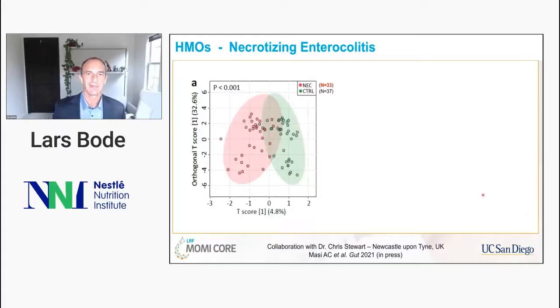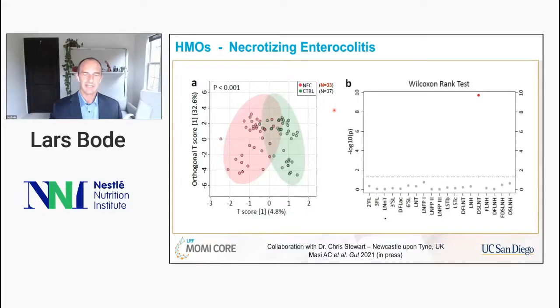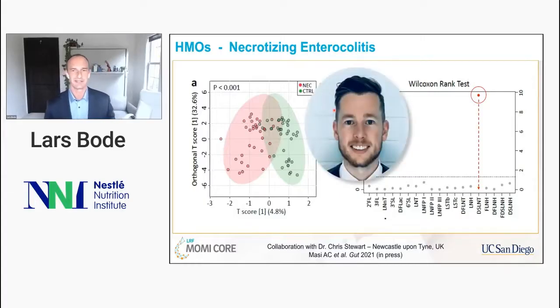And here now you see we have 33 NEC cases, 7 controls. And there is clearly some difference here in the oligosaccharide composition. And if we narrow this down to which oligosaccharide is different, you can really see that there is one oligosaccharide standing out as being highly associated with NEC, and that is, again, Dsnt. So the more Dsnt, the less likely to have NEC. The less Dsnt, the more likely to have NEC. And Chris will talk about that in the next talk.